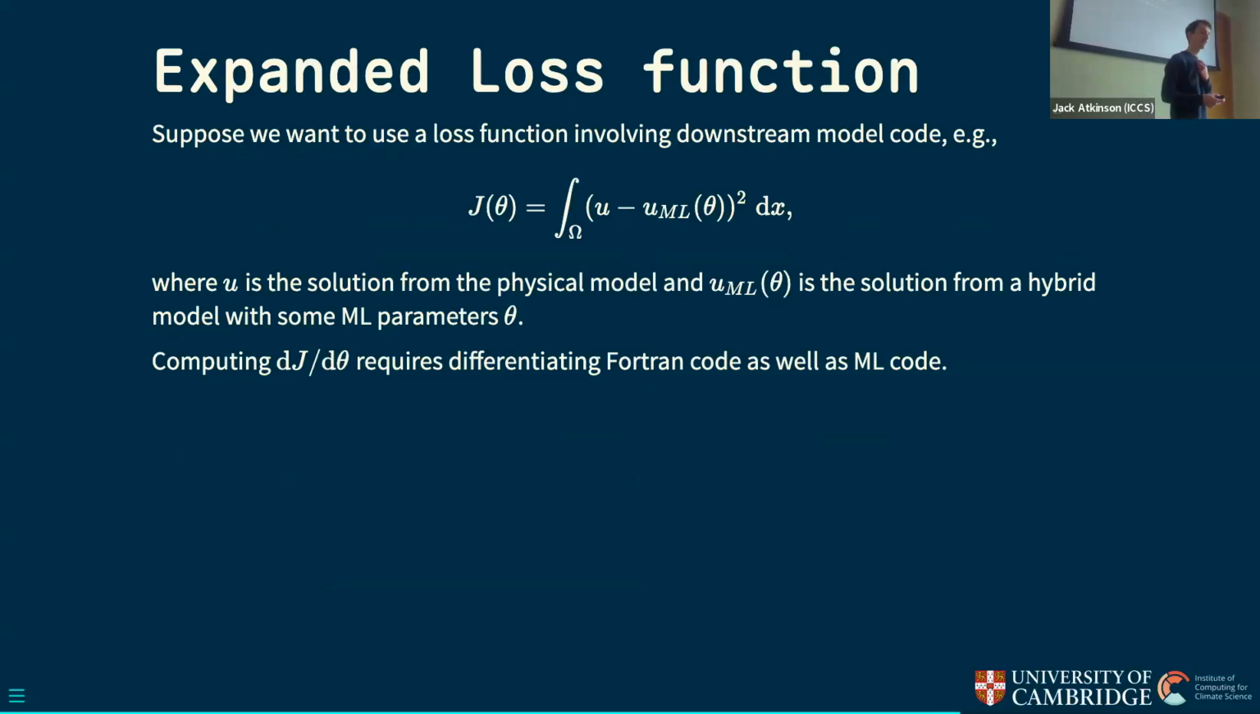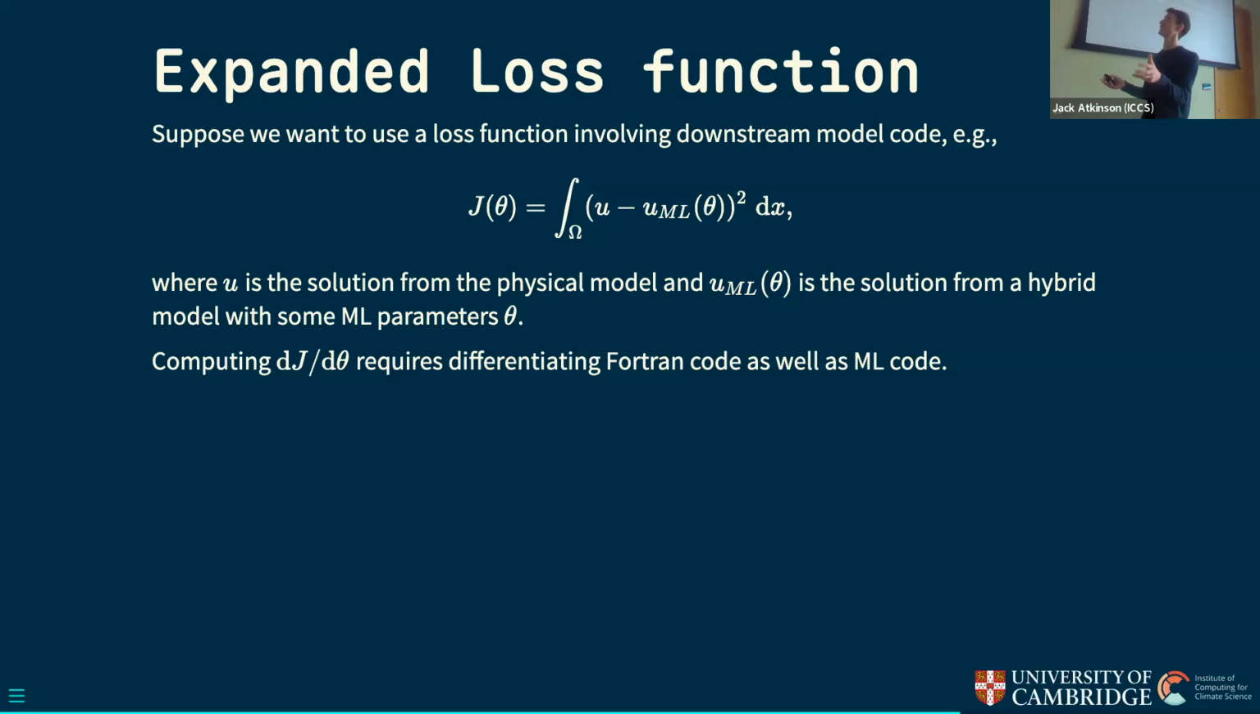When I said expanding the loss function, what I mean is something like this. Typically your loss function is just a misfit against what's expected in the data. But in a weather model or a climate model, sometimes there's a downstream quantity that you're more interested in that isn't directly encoded within the model. So for example, if U here is the solution that you get from your physical model, and U_ML is your output from your neural network or whatever it is you're using, then this is just a simple loss function that you could compute here, where it's an L2 error, for example.